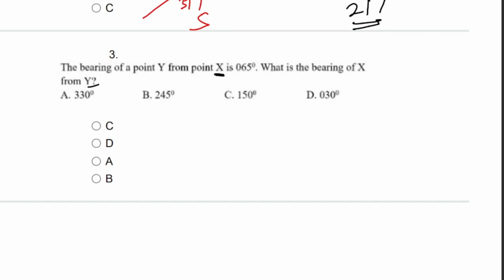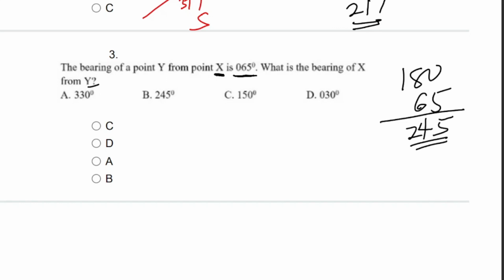So in this case, we look at the first bearing given to us, which is less than 180 degrees. For you to get the answer, just say 180 plus 065 degrees. This is 5 and this is 4. That is 245. That is the answer.